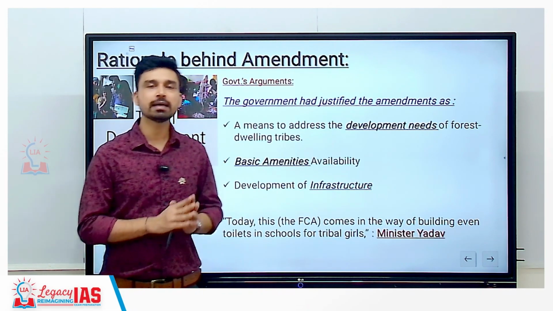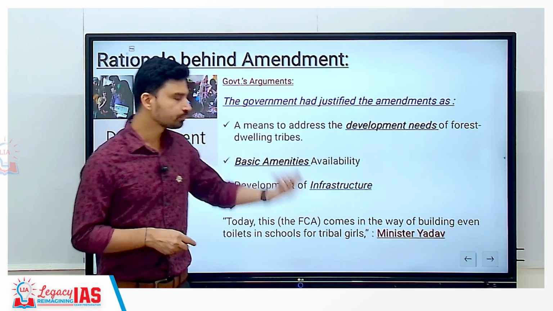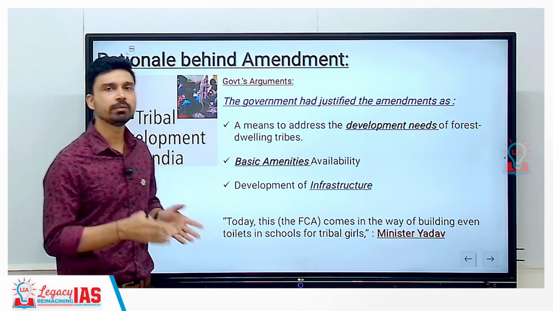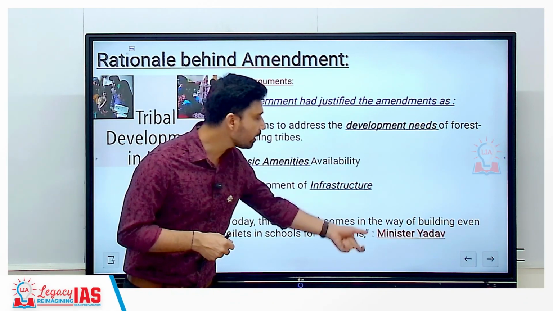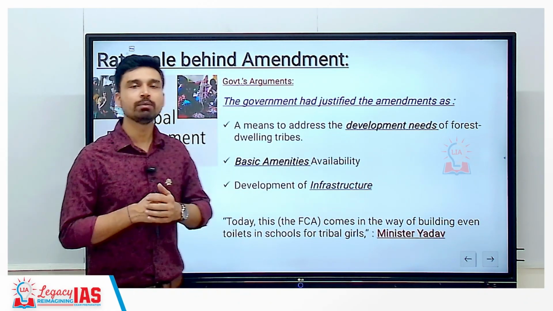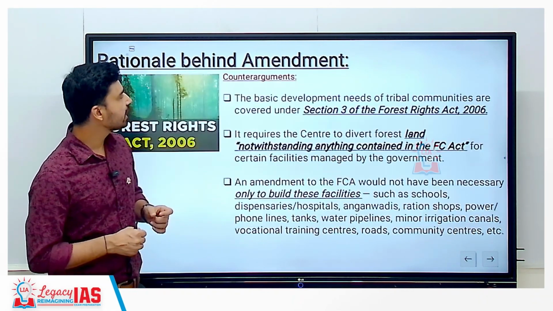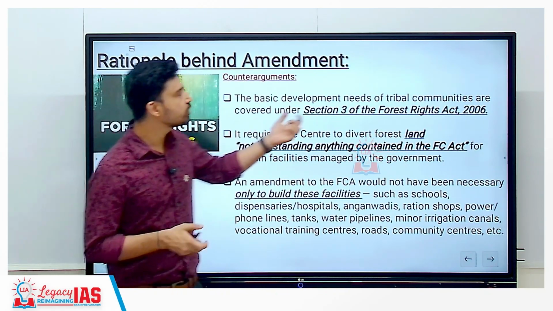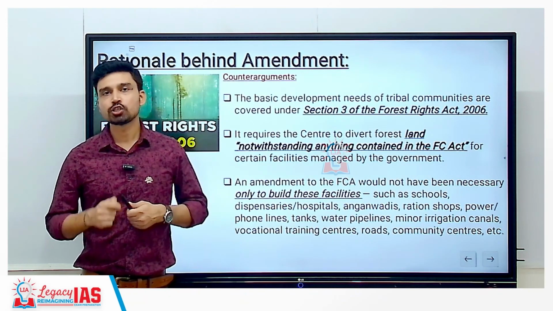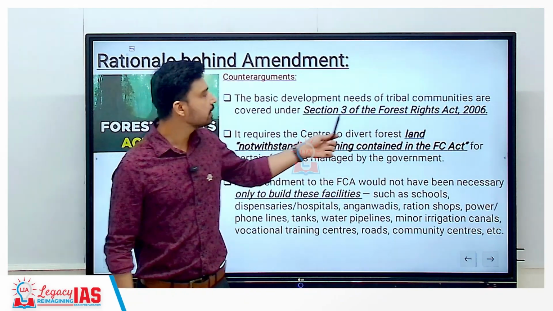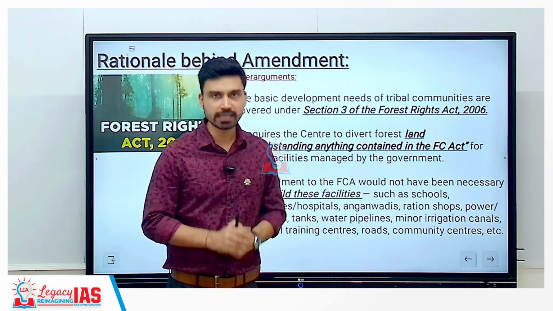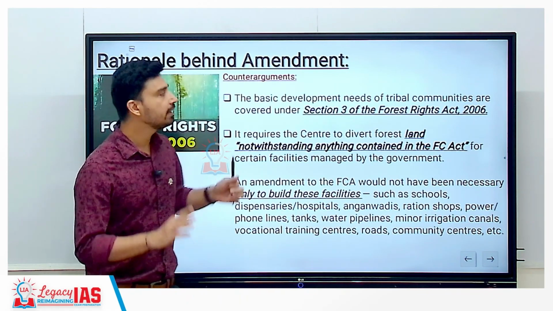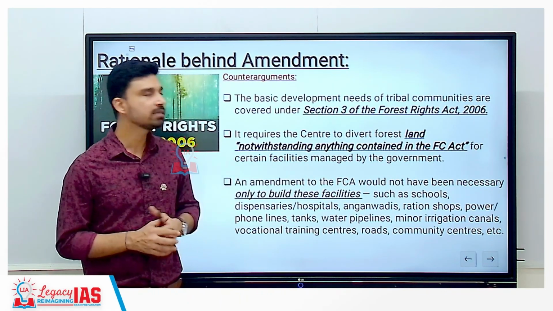Now, obviously, a counter argument has again been given by the experts. We talk about Minister Bhupendra Yadav, who is the current minister. He has said today that this FCA comes in the way of building even toilets in school for tribal girls. However, the experts have said that this is not indeed true. The basic development needs of tribal communities, on the basis of which the government is trying to amend the act, are already covered under section 3 of the Forest Rights Act of 2006, and thus it requires the center to divert forest land notwithstanding anything contained in the FCA for certain facilities managed by the government.